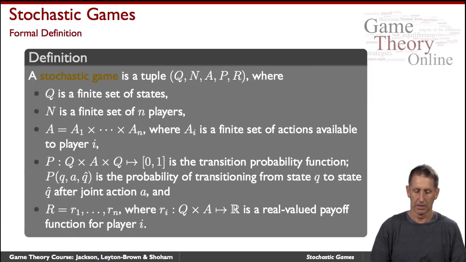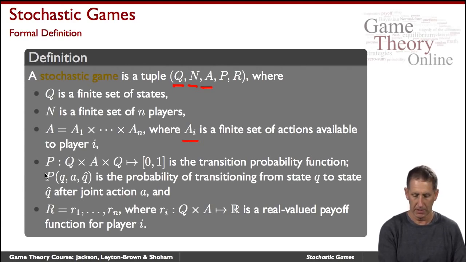Formally speaking, it's the following tuple. It's a lot of notation, but the concept is exactly what we saw. We have a finite set of states Q. We have a set of players. We have a set of actions where actions are available to specific players. So A sub I is the action available to player I. And then we have two functions.